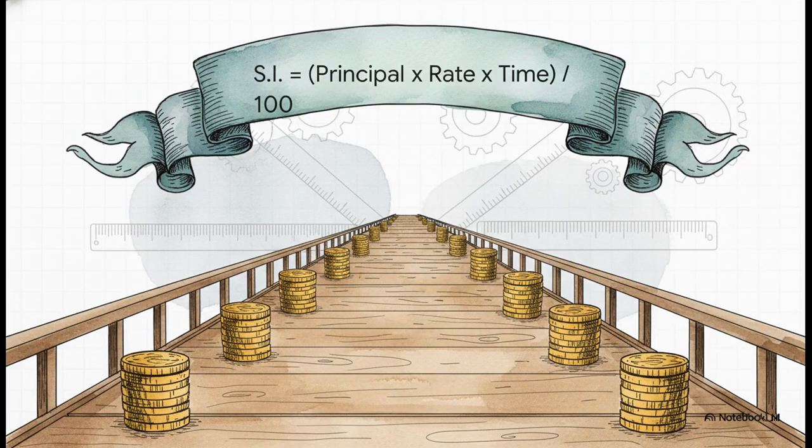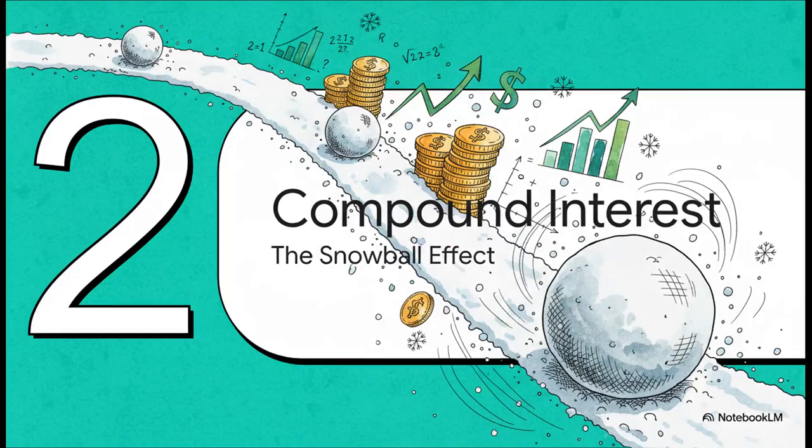All right, so let's look at simple interest first. The formula is principal times rate times time, all divided by 100. Now, with simple interest, that calculation is only ever done on your original principal, and it stays that way throughout the entire loan period. It's wonderfully consistent, sure, but as we're about to see, it's also incredibly stagnant when it comes to the math.